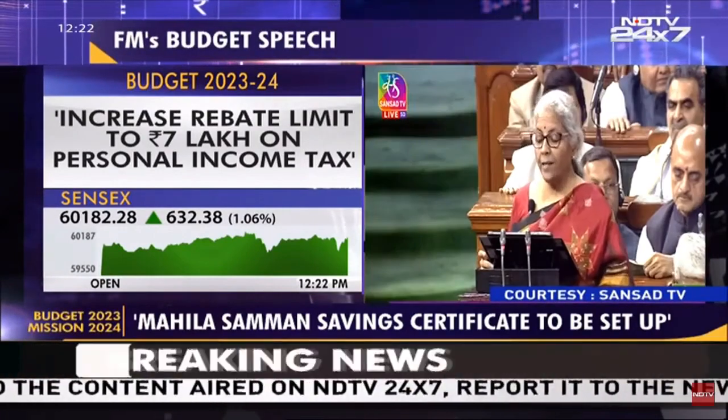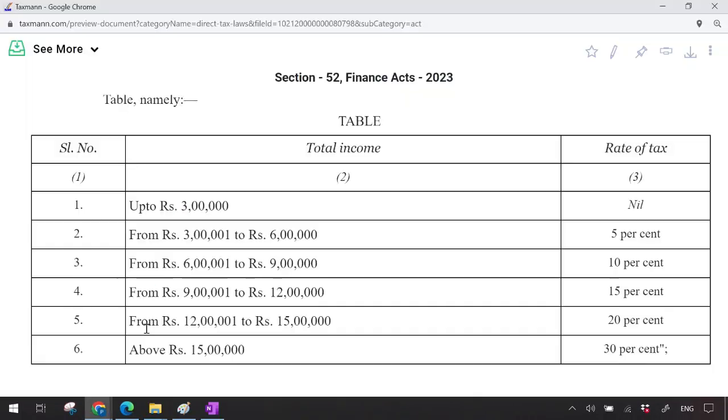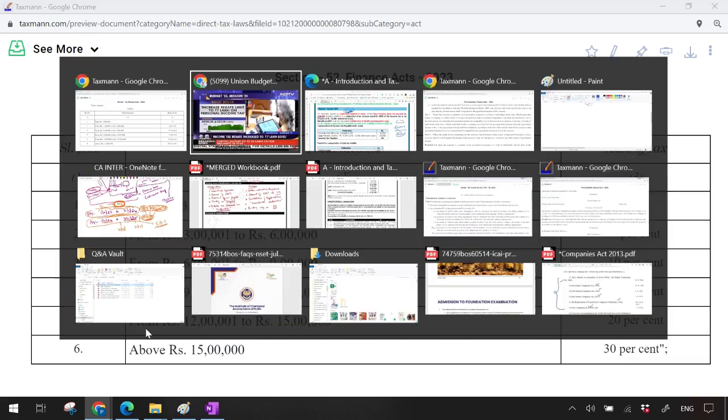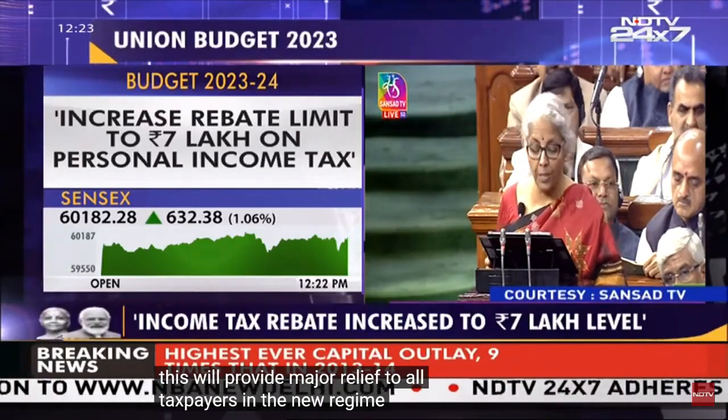0 to 3 lakh, nil. 3 to 6 lakhs, 5%. 6 to 9 lakhs, 10%. 9 to 12 lakh, 15%. 12 to 15 lakhs, 20%. And above 15 lakhs, 30%. This will provide major relief to all taxpayers in the new regime.